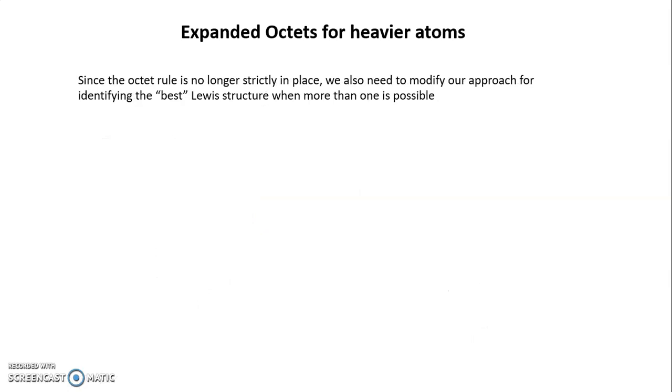There's another thing here that we need to take into account, which is that since we don't have the octet rule as a strict rule anymore, finding the best Lewis structure can be trickier when more than one is possible, right? It's not just going to be a question of, oh, well, we don't have an octet, so we can move lone pairs around, make double bonds, whatever, in order to get an octet around every atom. Now we are going to have multiple cases where we can have octets, and only one of them is really going to be the right structure. So how can we tell which one is correct?